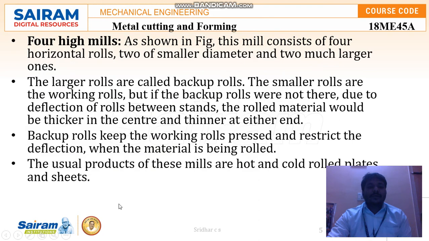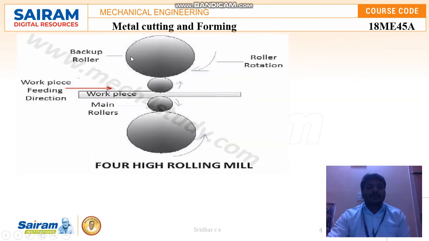Coming to the four high mills, four high rolling. Here we have been seeing the two rollers and three rollers, and in this we can see four rollers. The four rollers are called backup rollers and main rollers. There will be two backup rollers and two main rollers. You can see this one rotating in anti-clockwise and these clockwise, and these rollers rotating in anti-clockwise.